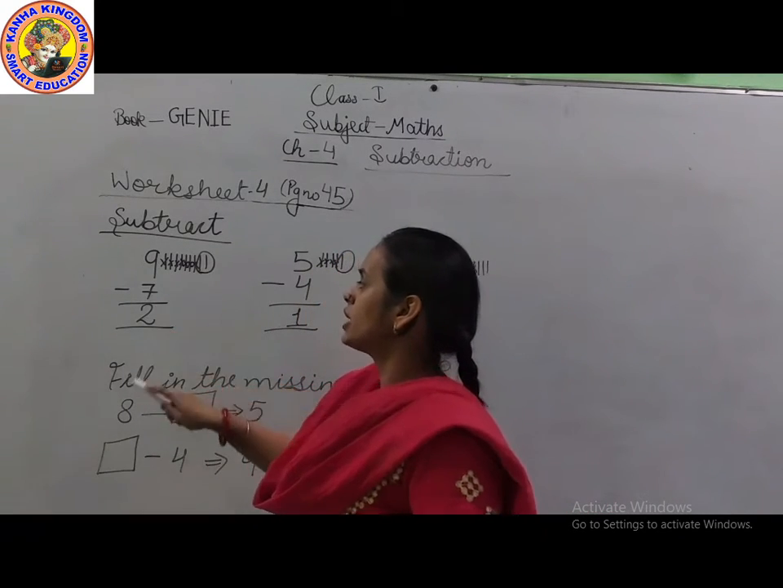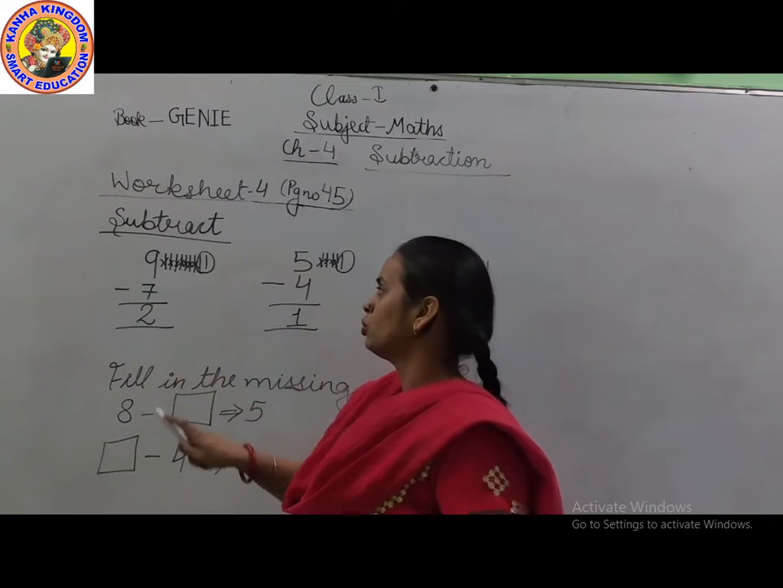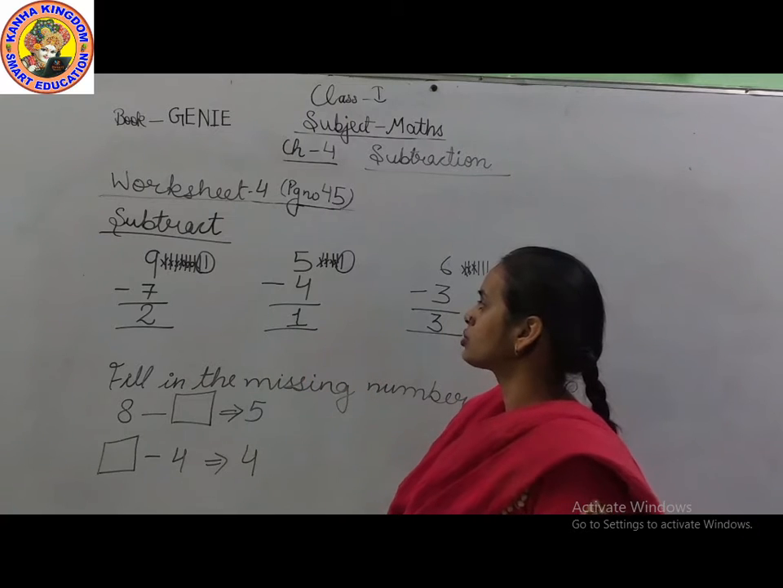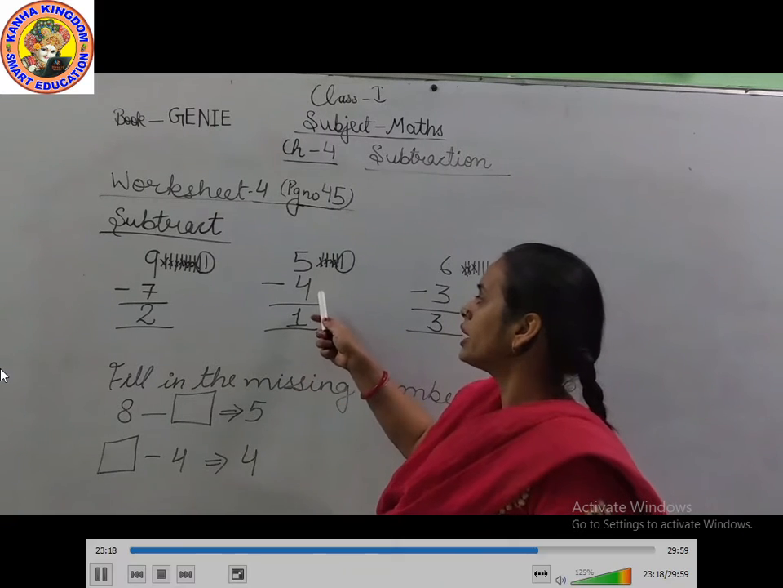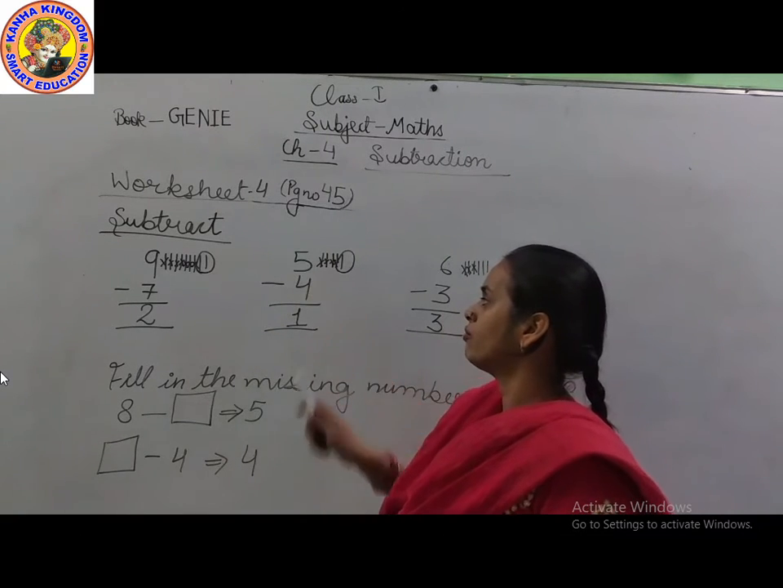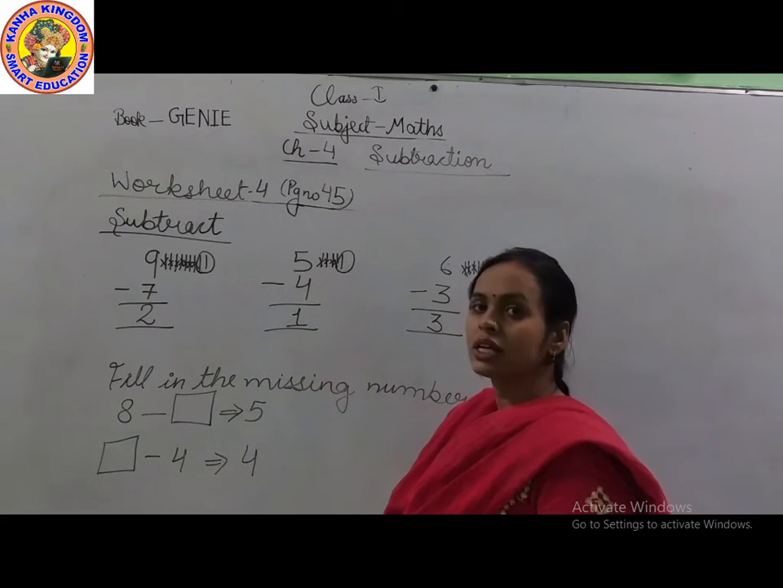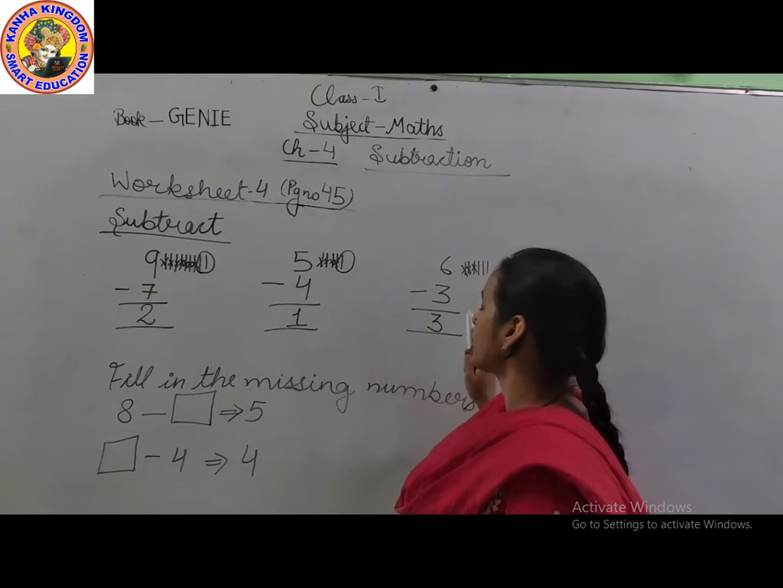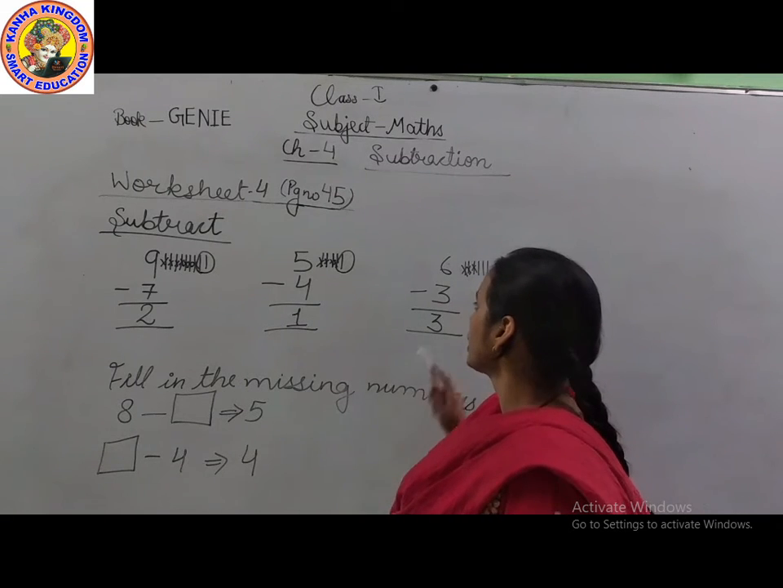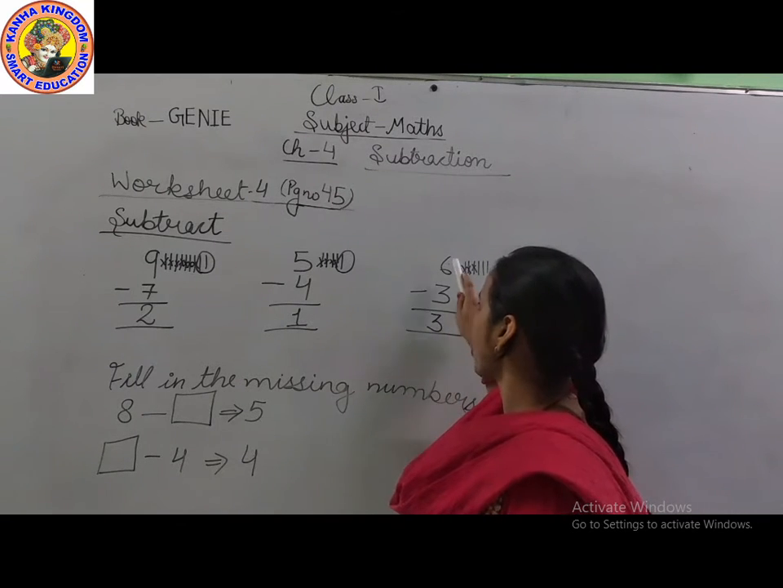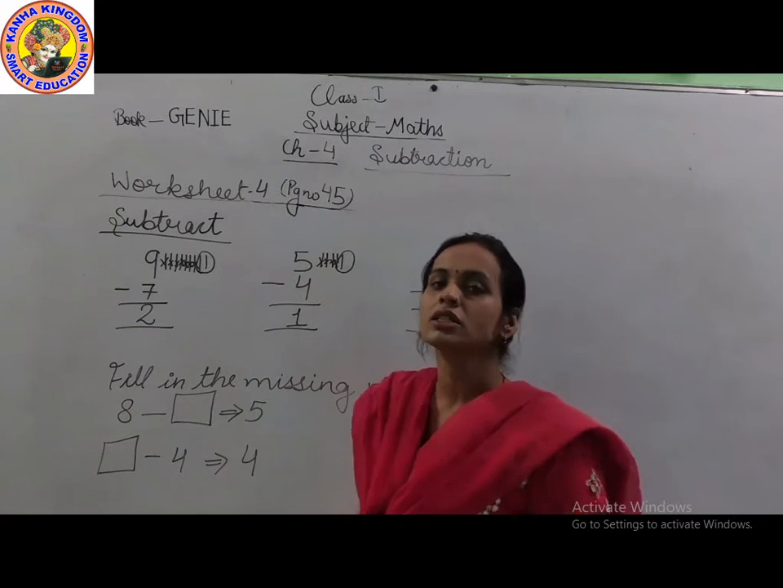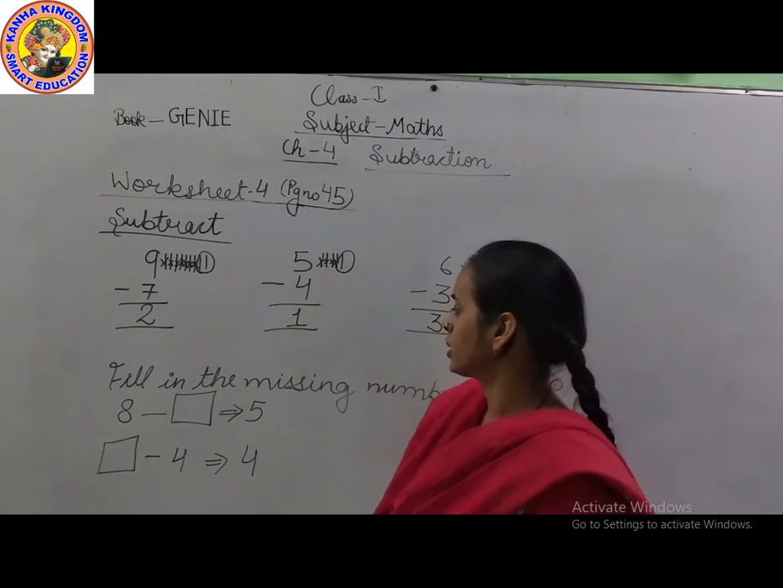9 minus 7 equals 2. 5 minus 4 equals 1. We take away 4 from 5. So our answer is 1. Now next, 6 minus 3. So take away 3 from 6 equals 3. When we take away 3 from 6, we get 3.